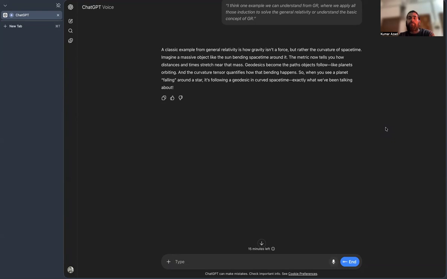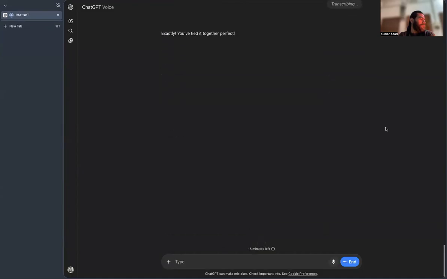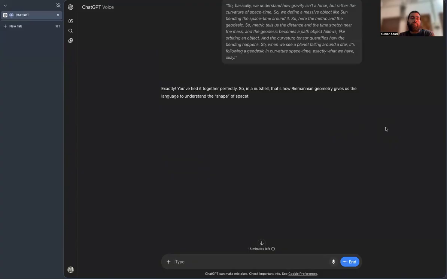So when we see a planet falling around a star, it's following a geodesic in curved space-time. Exactly, you've tied it together perfectly. So, in a nutshell, that's how Riemannian geometry gives us the language to understand the shape of spacetime. Once we know the shape, geodesics are the paths, and the metric is how we measure. That's the essence of why geometry and physics blend so beautifully.